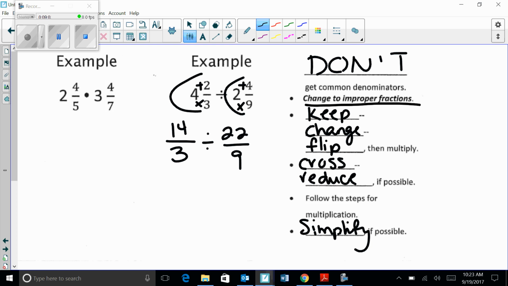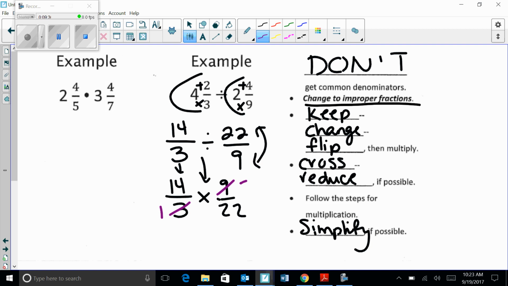So now I am ready to keep, change, and flip to get my reciprocal for my second fraction. So I keep my first problem, so 14/3. I change my division to multiplication, and now I'm going to flip around my fraction and get the reciprocal, which is 9/22. So now I'm ready to follow the rest of my multiplication. So I'm going to cross reduce if possible. I know 3 goes into 3 one time, 3 goes into 9 3 times. I know that 2 can go into both 14 and 22. So 14 divided by 2 is 7. 22 divided by 2 is 11.